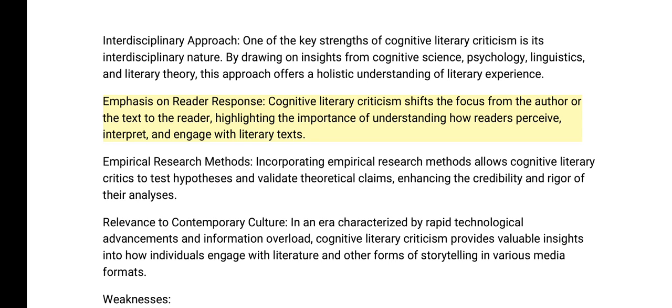Emphasis on reader response. Cognitive literary criticism shifts the focus from the author or the text to the reader, highlighting the importance of understanding how readers perceive, interpret, and engage with literary texts.